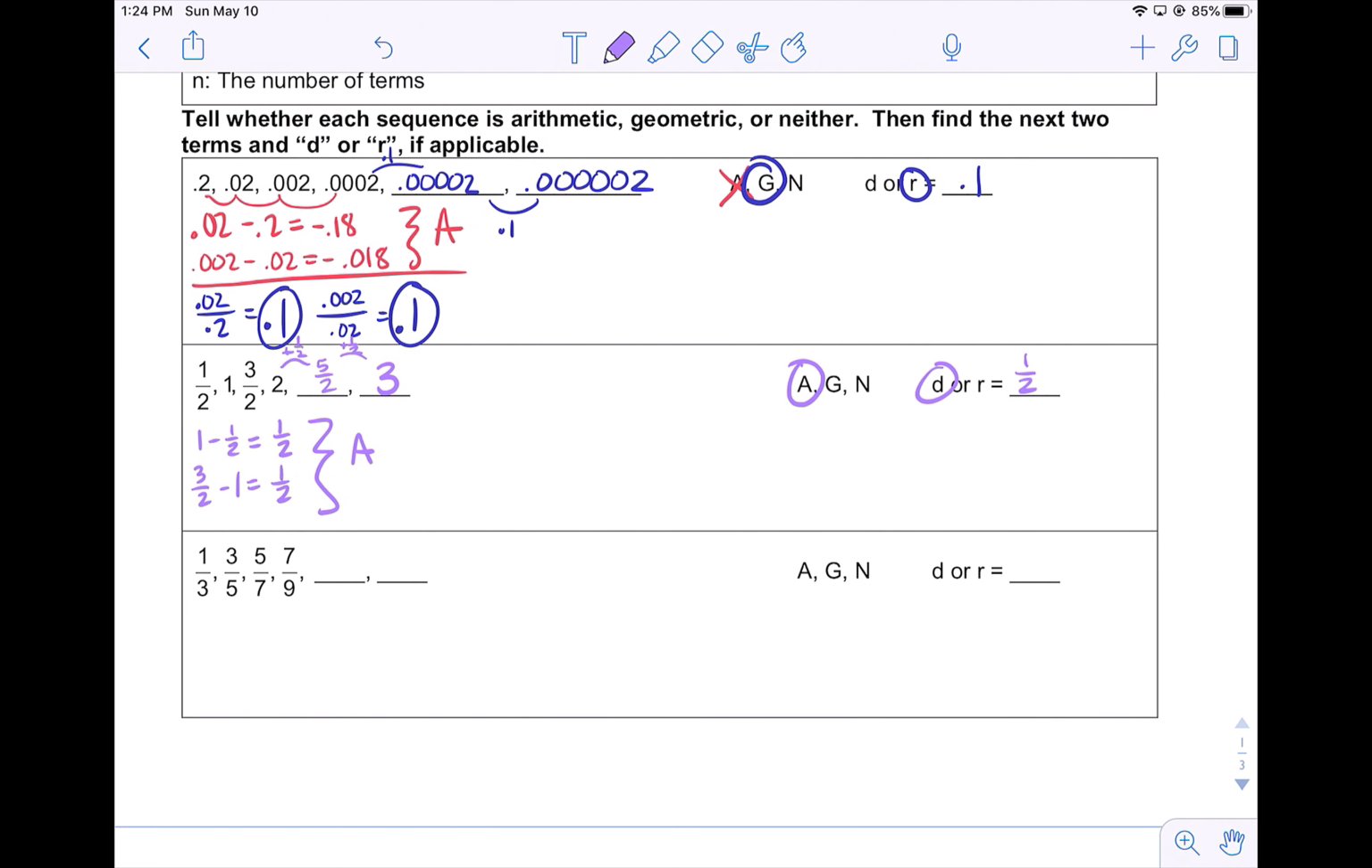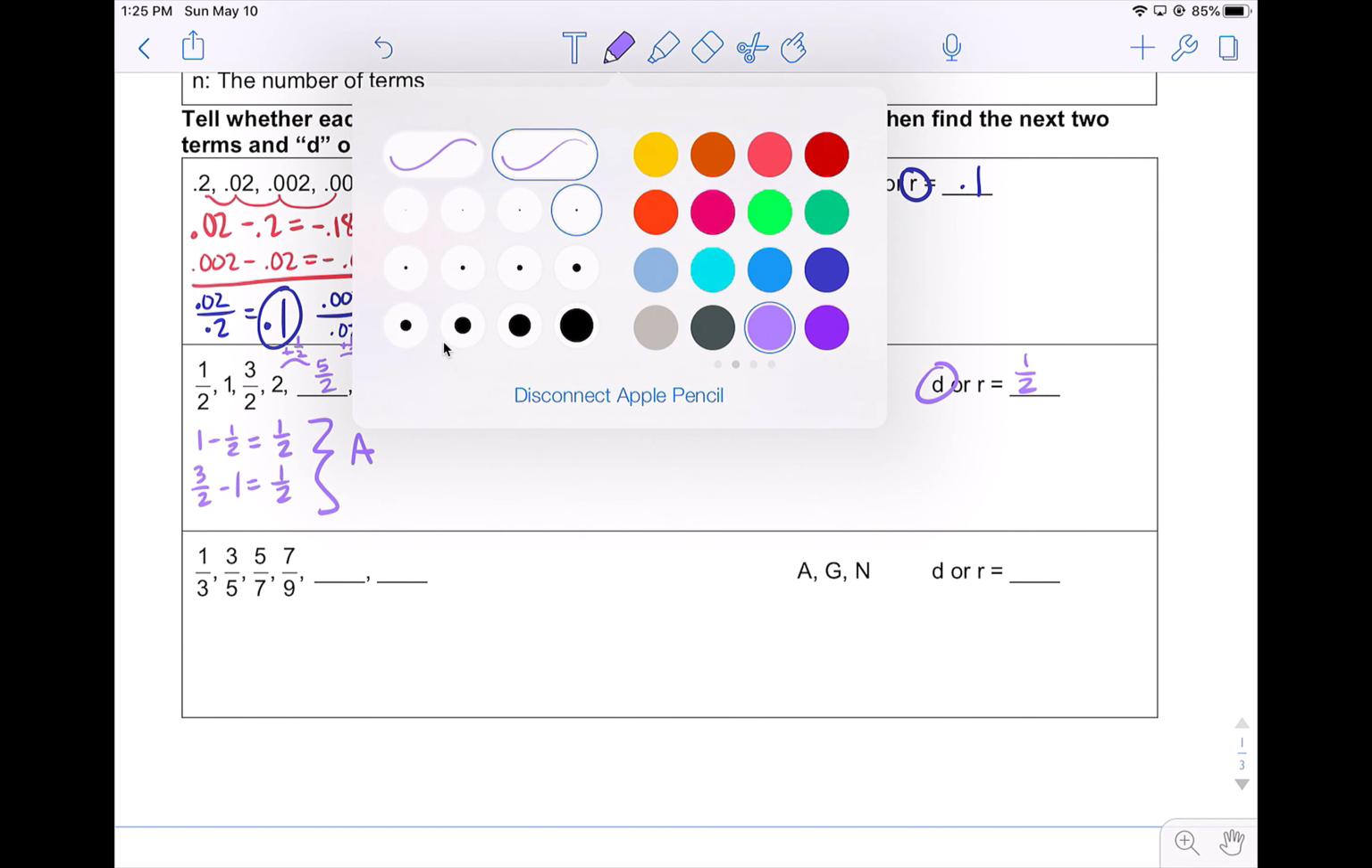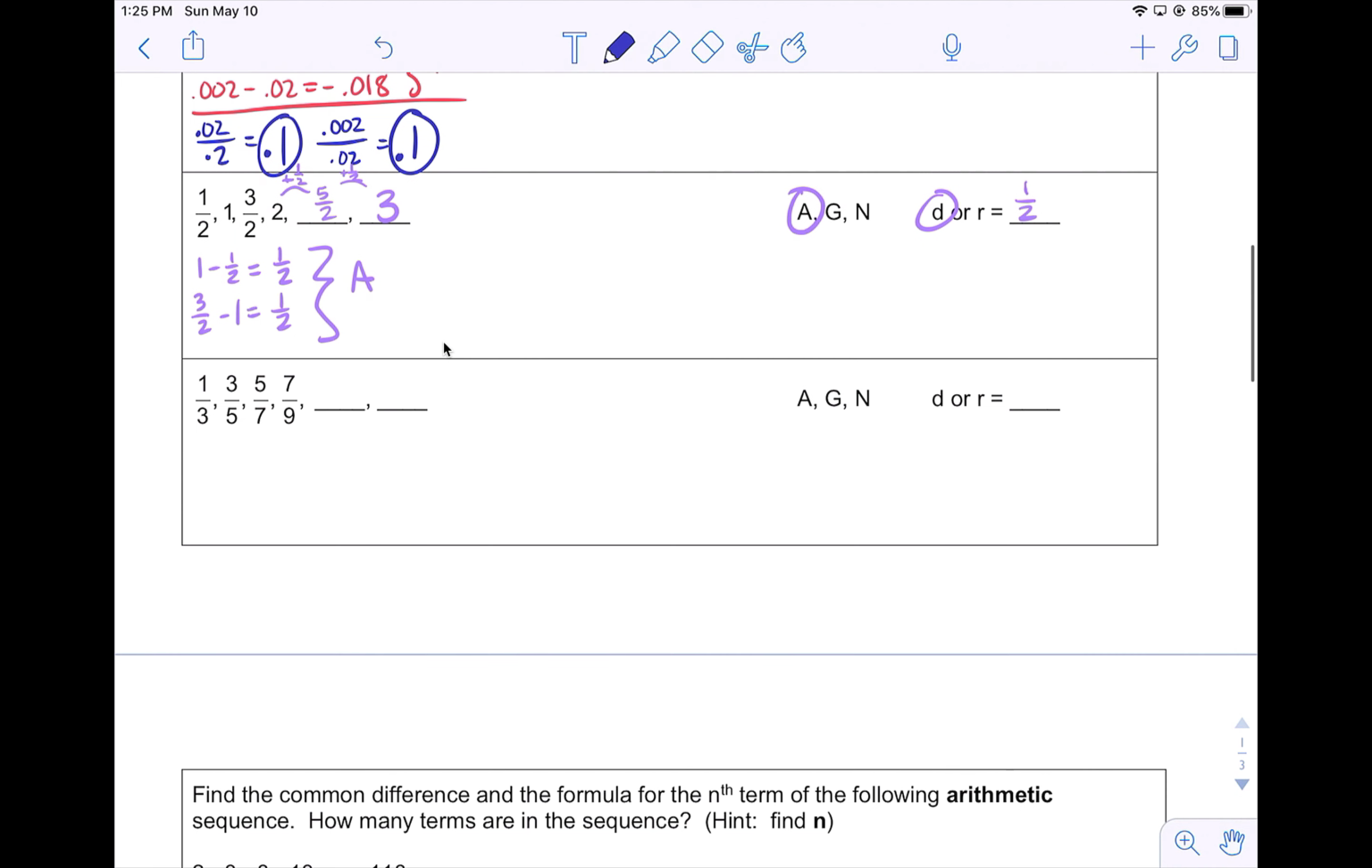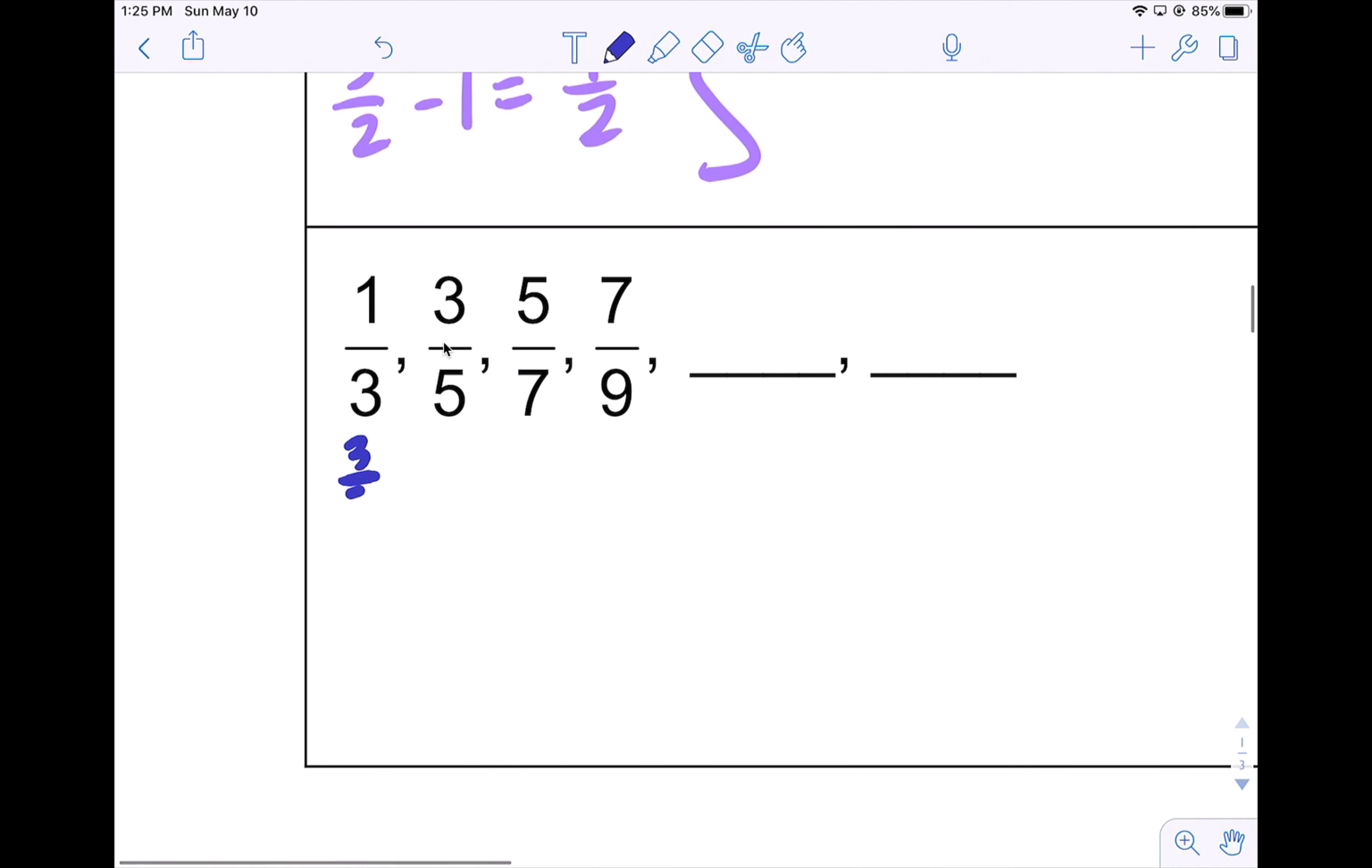So I would have 5/2, add 1/2, and I would have 6/2 or 3. Okay, so arithmetic means you can take the term, subtract it by the term that was in front of it, and you should get a common number every single time, so a common difference. And if it is geometric, I should take a term divided by the term that came before it to find the common ratio.